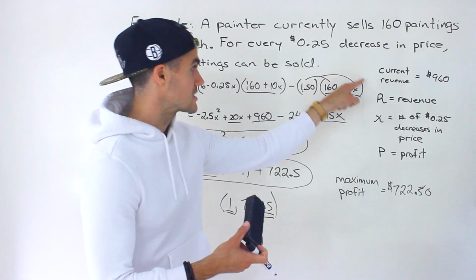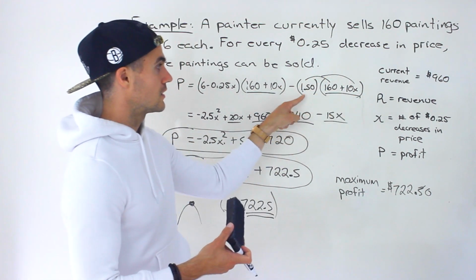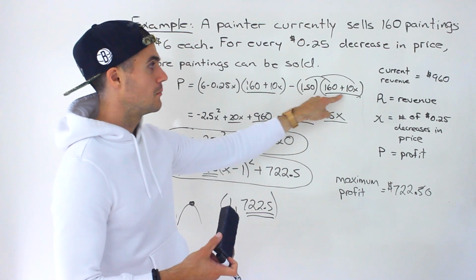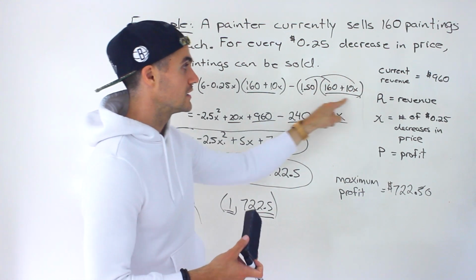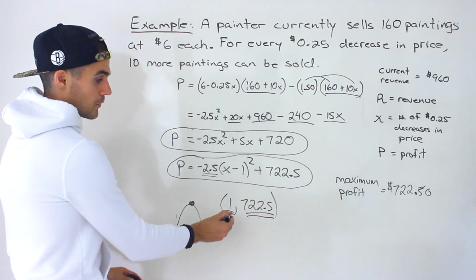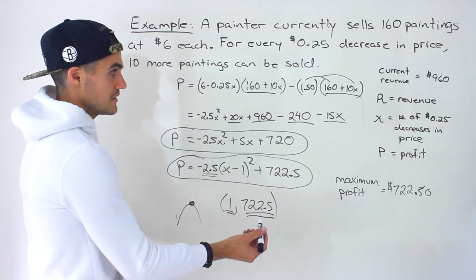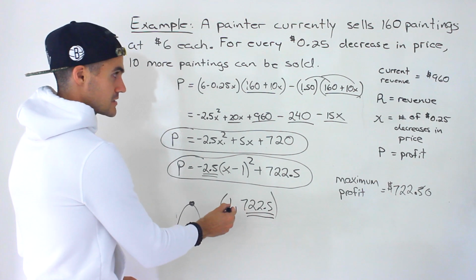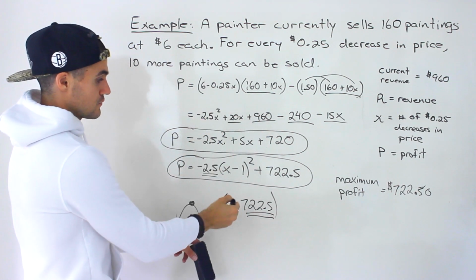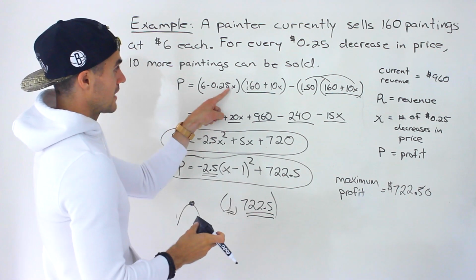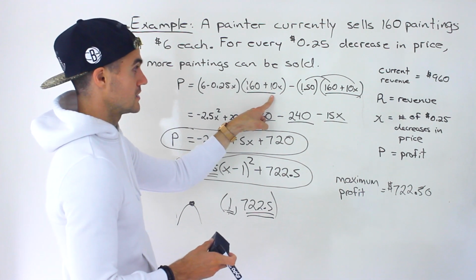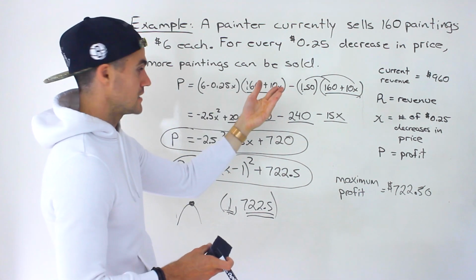Once you incorporate this cost over here, that's changing dynamically by this x value. This quantity here is changing dynamically, and so it does change pretty much everything. That's why we got a different x value. Okay, so maximizing profit happens when we only decrease the price by 25 cents. And if we decrease the price by only 25 cents, if x is 1, what's the quantity sold going to be? It's going to be 170. We're only going to sell 10 more paintings.